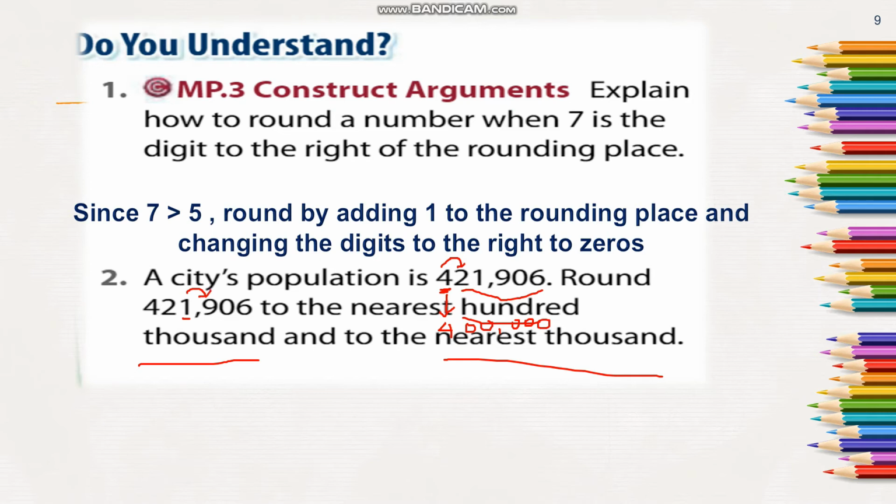So what is the rule? If it is followed by more than 5, we just add 1 to the underlying digit, the digit that you are rounding. So this 1 becomes 2 and the rest of the digits become 0. And the digit to its left, you just simply copy. So the answer is 422,000. So 400,000 when you round to the nearest 100,000 and 422,000 when you round to the nearest 1,000.